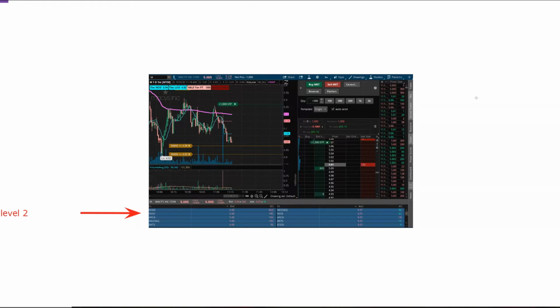Today we're going to be going over what is a level 2 and time and sales. These are two really important things that we have to know how to use as day traders. Going on to level 2, we have a bid and an ask.